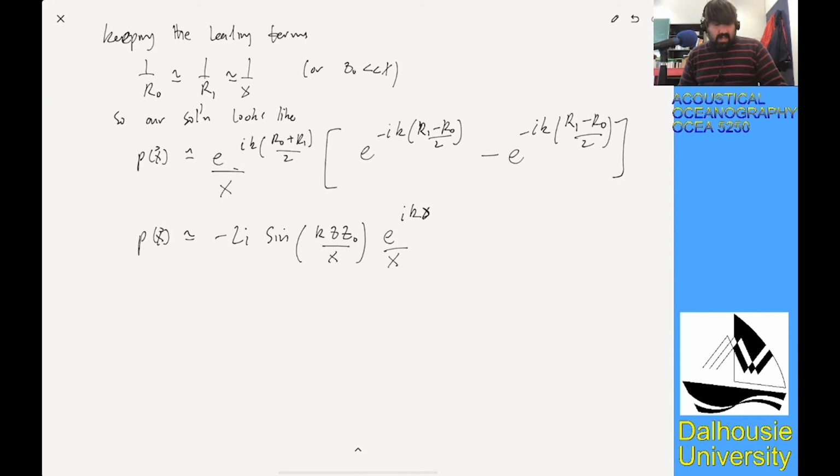And so what can we tell from this? Well, a whole bunch of things. So this pressure release surface interacts with the field significantly.